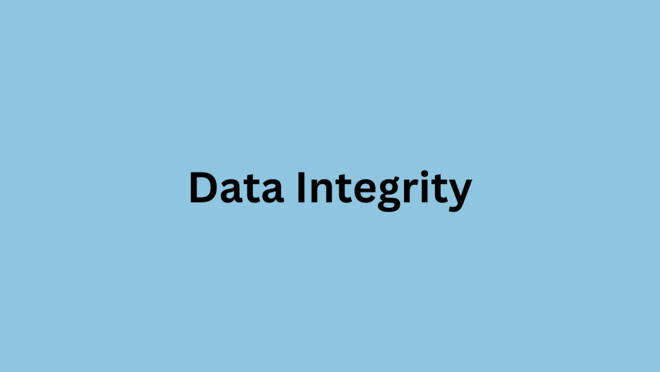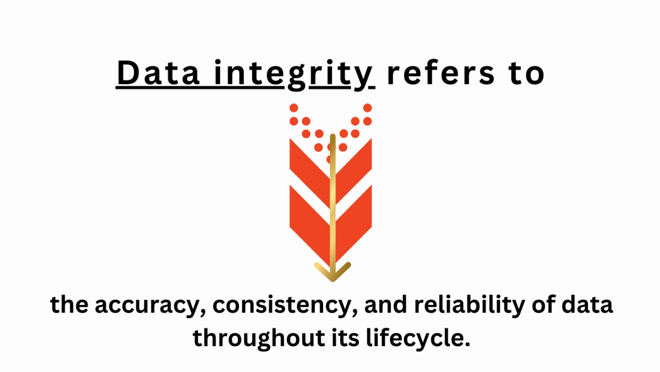Okay, next we are going to learn data integrity. We learned that data integrity is one of the components in data governance. Data integrity refers to the accuracy, consistency, and reliability of data throughout its life cycle. It ensures that data remains intact and unchanged from its original form, regardless of any external factors or manipulations. Data integrity is crucial for maintaining the quality and trustworthiness of data in various systems and applications.